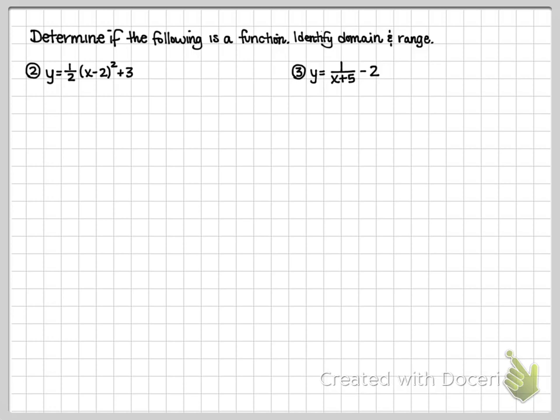I know that this is going to have a vertex, and I'm going to use this for domain and range anyway, so I won't feel like I'm doing too much extra work, of (2, 3). It's going to open up because it's y equals, and because of the half in front, I know that this is going to be compressed vertically. So I'm just going to take a second and make a quick sketch of that so we can determine if it's a function and the domain and the range.